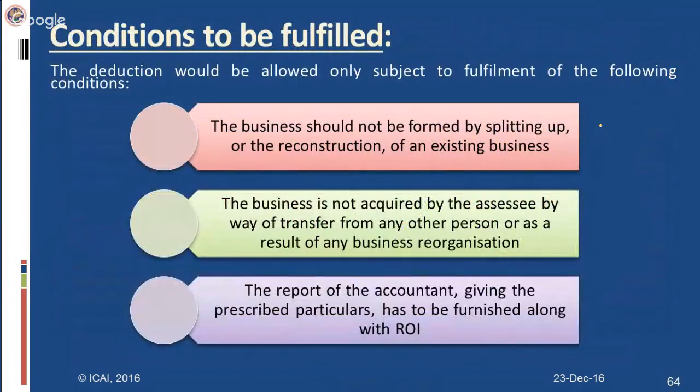Now, the deduction would be allowable subject to the following conditions. The business should not be formed by splitting up or reconstruction of an existing business. It should not be acquired by the assessee by way of transfer from another person or as a result of business reorganization. A report of an accountant giving the prescribed particulars has to be furnished with the return of income. So these 3 conditions should be fulfilled.